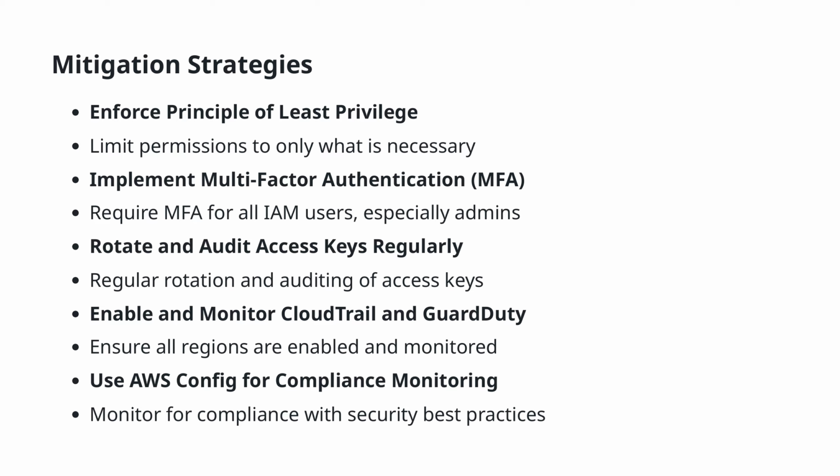In addition, regularly rotating and auditing access keys ensures that any compromised keys are quickly replaced and that all key usage is accounted for. Enabling and monitoring CloudTrail and GuardDuty across all regions helps detect suspicious activity promptly. Lastly, using AWS Config for compliance monitoring helps ensure that your security best practices are continuously followed, allowing you to detect and rectify any deviations. These strategies together create a robust defense against unauthorized security group modifications.